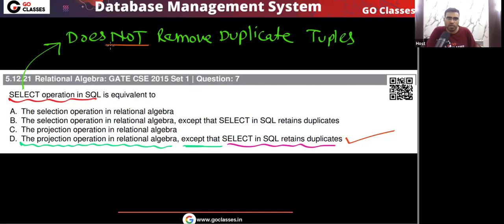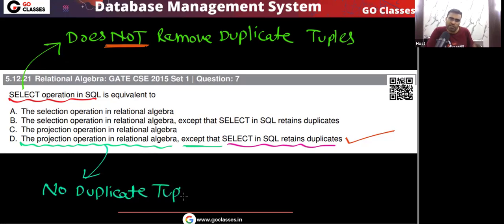Yes or no? Okay. But you can see relational algebra removes duplicate tuples. There are no duplicate tuples in relational algebra. We never have duplicate tuples. Okay, so the answer will be option D. Is this clear? Very simple.